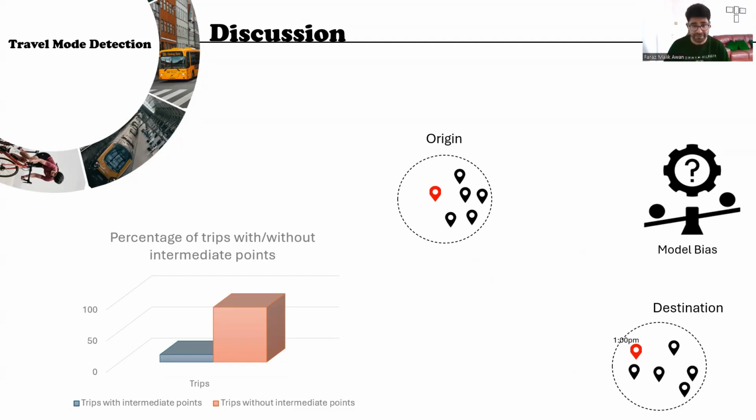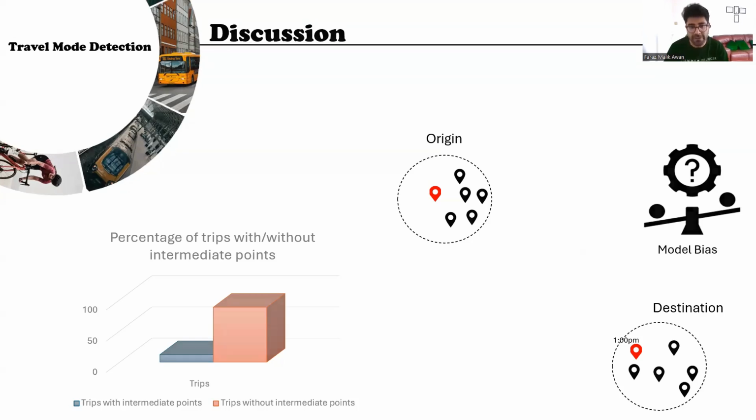intermediate points. So technically, the majority of the trips identified as car trips by our machine learning models were actually car trips, but because of the absence and the underrepresentation of non-car trips, there was a higher percentage of car trips.